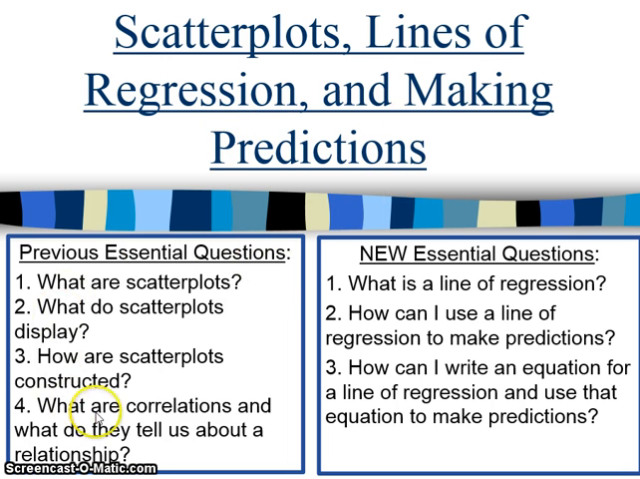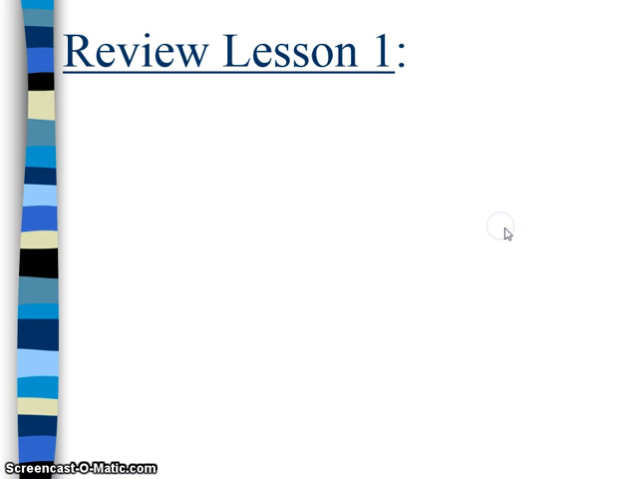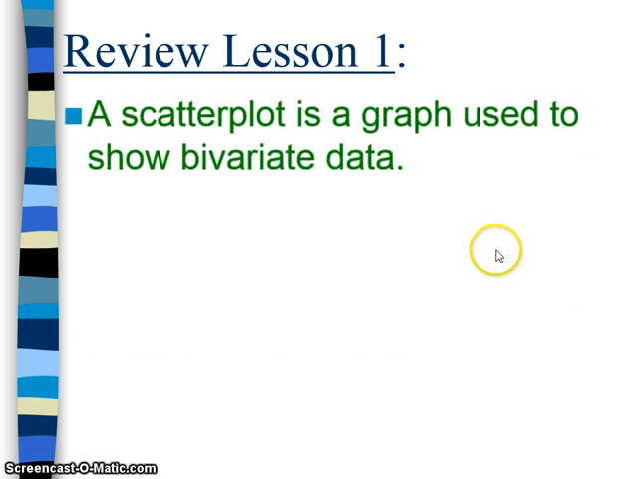Our previous essential questions, which we will review at the beginning of this lesson, are: what are scatter plots? What do they display? How are they constructed? And what do correlations tell us about a relationship? To this information, we are going to add what a line of regression is, how we can use that line of regression to make predictions, and how we can write an equation that can also be used to make predictions. So let's begin by reviewing Lesson 1.